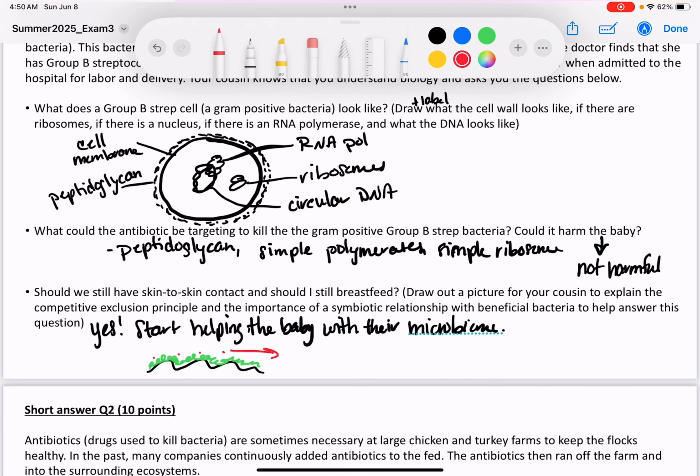So something about the competitive exclusion principle. And you can also tell them that these good microbes will help with digestion and immune response. Immunity and all kinds of other things in addition to the competitive exclusion, okay?